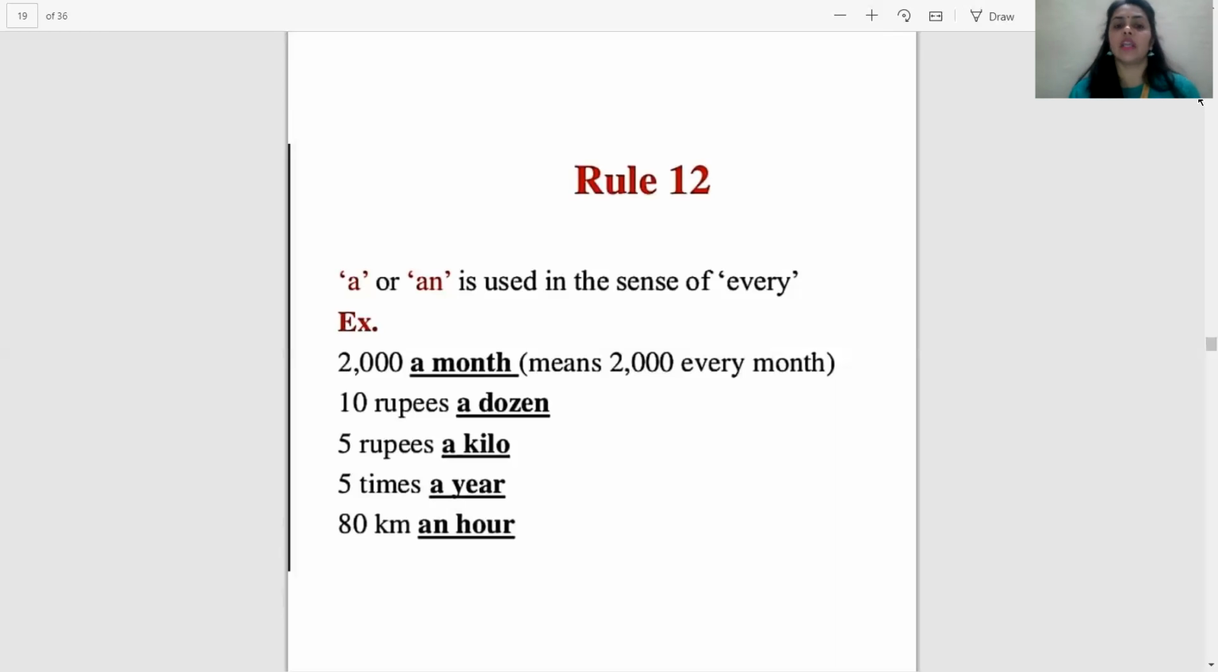In this manner, we can use such kinds of expressions. We can use article a or an depending on the sound. Like for example, 80 kilometers an hour. This could be the speed of a vehicle. 80 kilometers an hour. So in this manner, we can use a or an depending on the sound of the words. We choose a or an article for such expressions also.